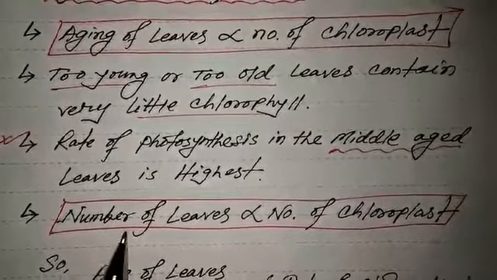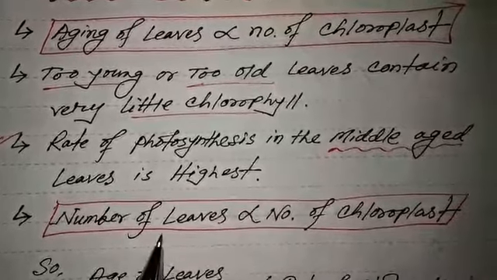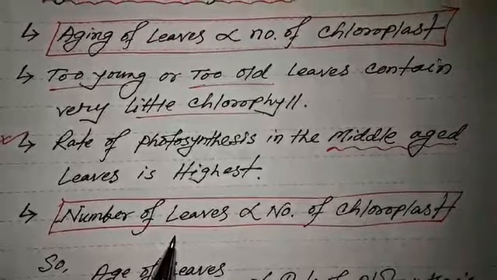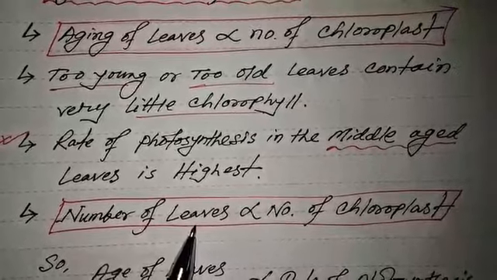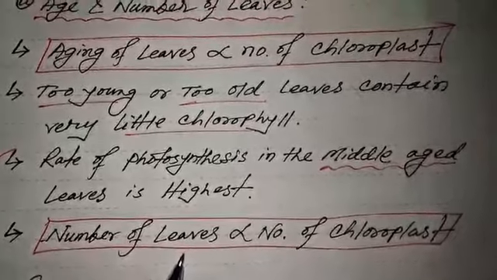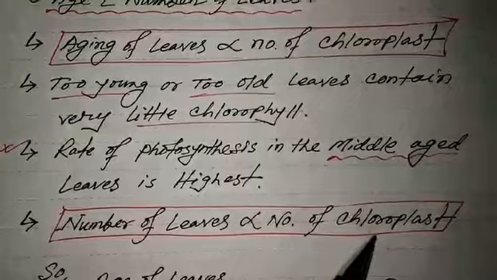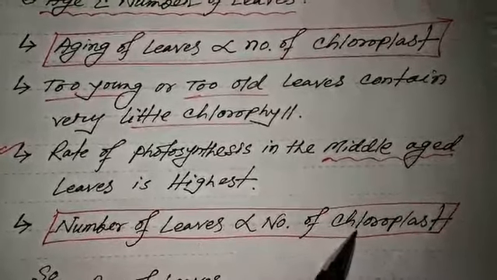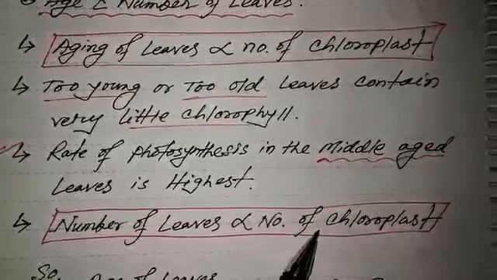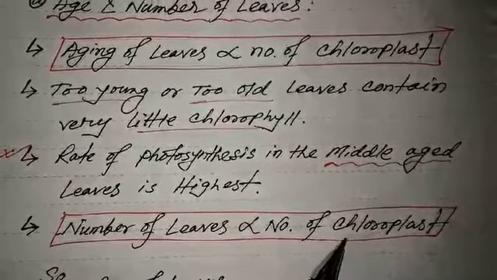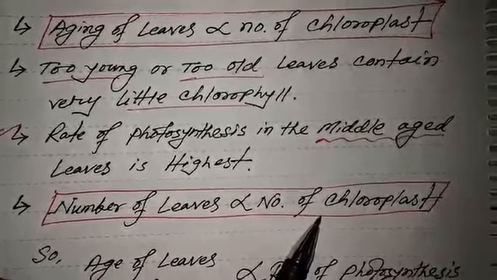We can say the number of leaves is directly proportional to the number of chloroplast, right? For example, if in a plant 100 leaves are present, and in another plant 500 leaves are present, simply you can understand, the more leaves, the more chloroplast. So the second plant with 500 leaves contains more chloroplast, and the first plant with 100 leaves contains less chloroplast. So the more chloroplast, the more chlorophyll molecules, and ultimately the more photosynthesis.